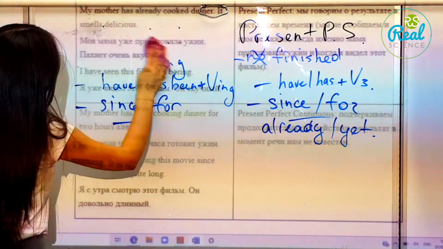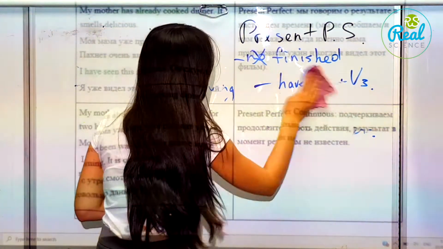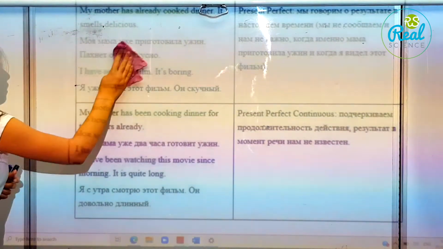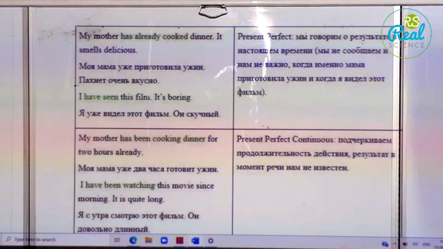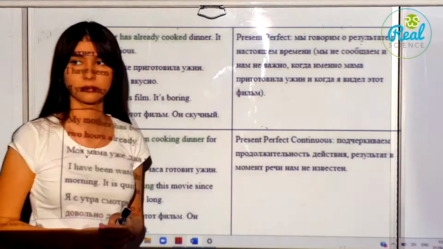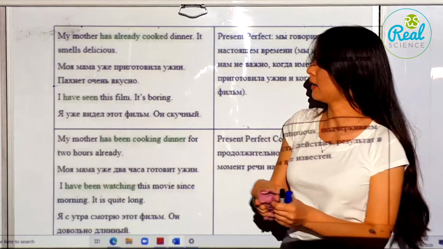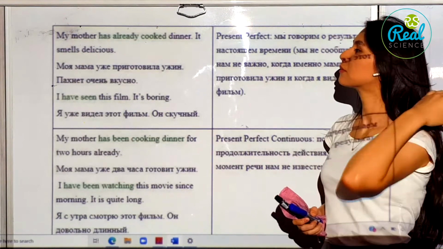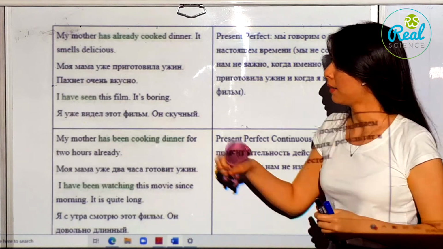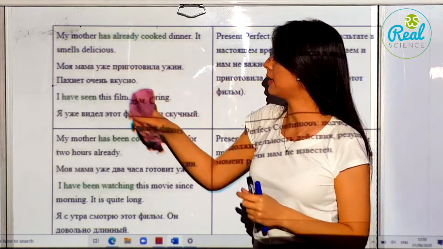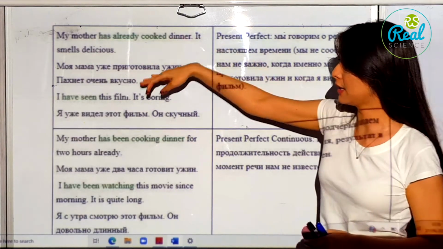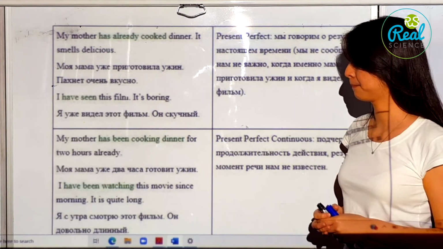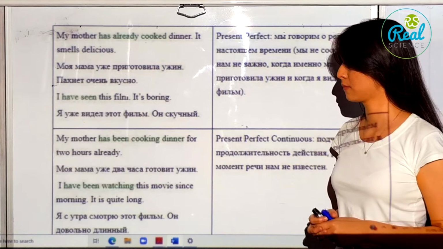Now, guys, can you look at some examples which are given in this table? Then you will understand me deeply. So the first one, who wants to read? My mother has already cooked dinner. It smells delicious. Can you read the other one also? I have seen the film. It's boring.